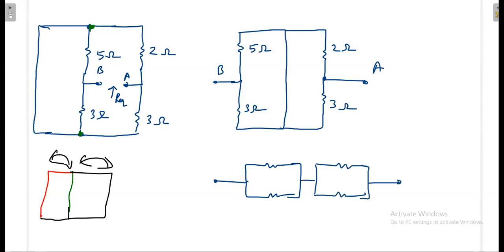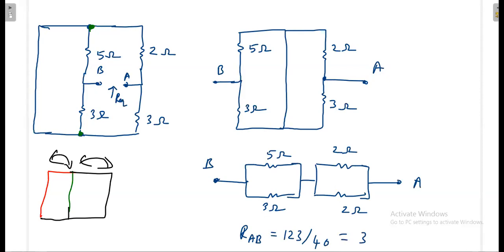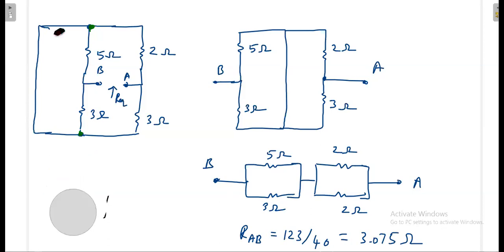This is A, this is B, this is 5 ohm, this is 3 ohm, this is 2 ohm, this is 2 ohm. Then 5 and 3 in parallel, 2 and 2 in parallel, and both are in series. Now I can write RAB. RAB is equal to 123 divided by 40, that is R Thevenin, or I can write 3.075 ohm.